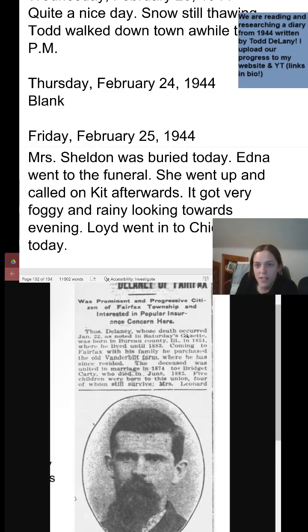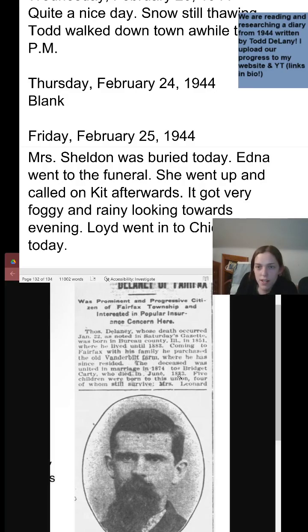So Thomas Delaney, whose death occurred January 22nd, as noted in Saturday's Gazette, was born in Bureau County, Illinois, in 1851, where he lived until 1883. Coming to Fairfax with his family, he purchased the old Vanderbilt farm where he since resided. Okay, so the Vanderbilts must have lived there before. Maybe that's why it was called that. The deceased was united in marriage in 1874 to Bridget Carty, who's from Ireland, actually, who died in June 1883.